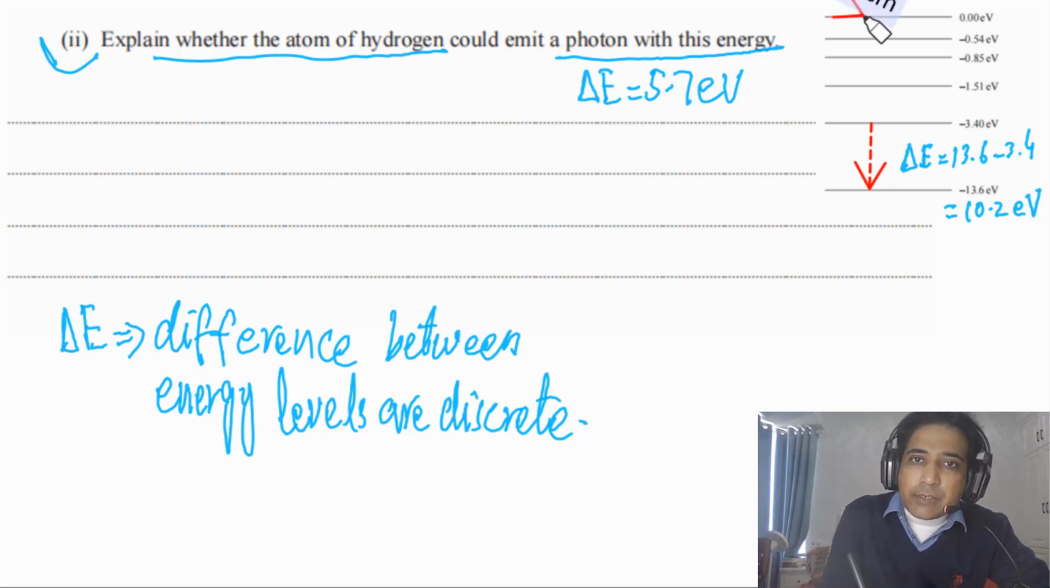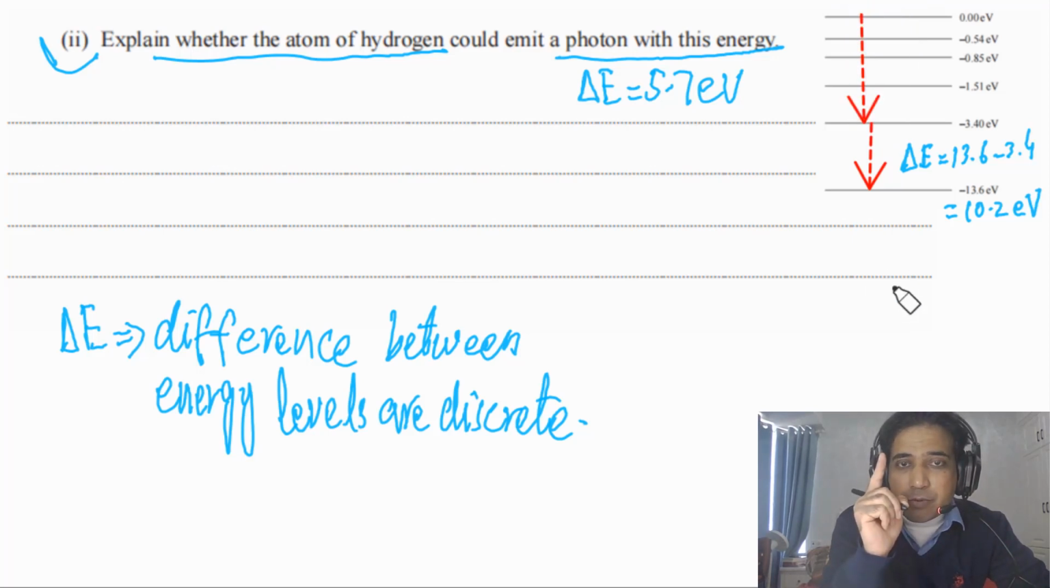We can also take another example. Let's say an electron jumps from this energy level to this energy level. Every time an electron jumps, the amount of energy it releases will be equal to the energy difference between these two energy levels, and that is a discrete value, meaning we will always get this value.